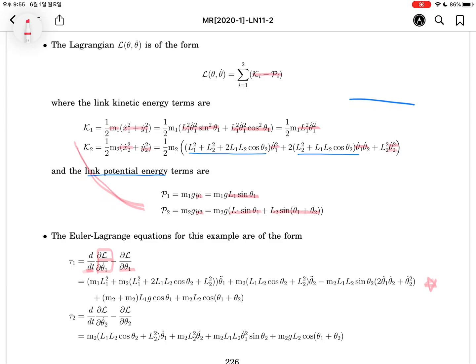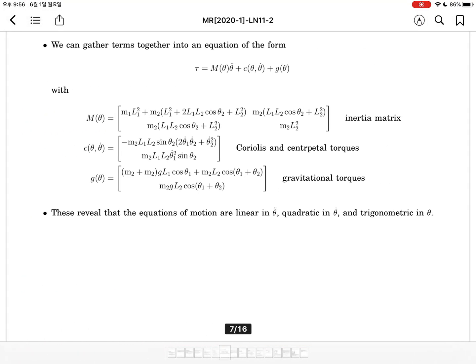And then for the same Lagrangian, the partial derivative with respect to theta 2 dot is obtained, and then take the time derivative minus the partial derivative with respect to theta 2. It is simpler. Then you have this equation. Here, according to the order of derivative, such as theta 1 double dot and theta 2 double dot, and theta 1 dot and theta 2 dot, you can get a matrix, a vector, and one more vector.